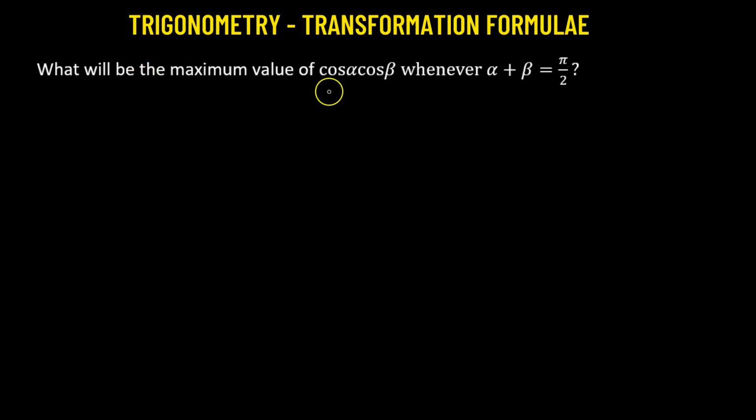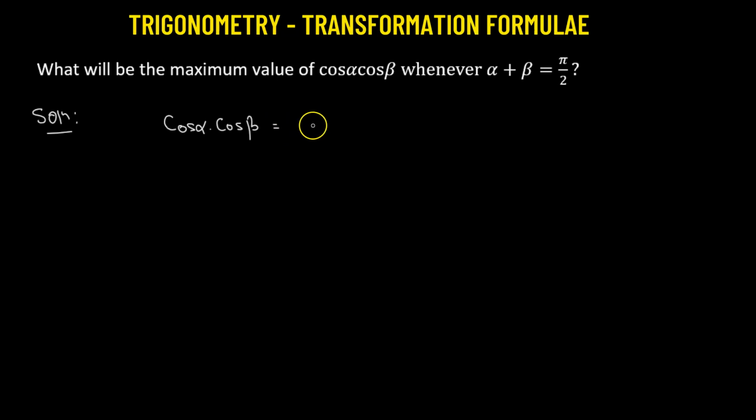So in this problem, we need to determine the maximum value of cosine alpha times cosine beta, with the condition given here that the sum of alpha and beta is pi over 2 radians. Let's try to solve this problem. So we have given here cosine of alpha times cosine of beta.